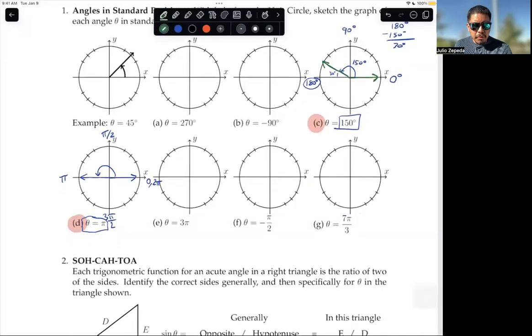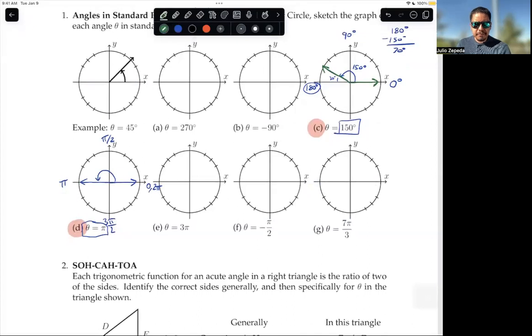Maybe I'll do one more. Let's take a look at 7 pi over 3 for part G. That one looks nice. So 7 pi over 3. There's a couple ways that we could do this. I'm going to start by converting this to degrees and then looking at it that way.